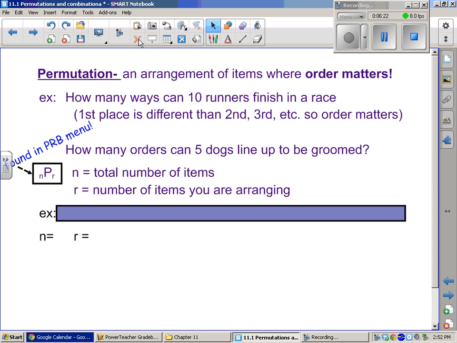All right, another little box there. That little box says that nPr is how we're going to work with a permutation, and that's also going to be in the probability menu on your calculator. N in nPr represents the total number of items that we are working with, like my 5 dogs, and r represents the number of items that we're actually arranging. In the dog example, it would be all 5. It would be 5P5. I'm getting ahead of myself. Let's do an example.